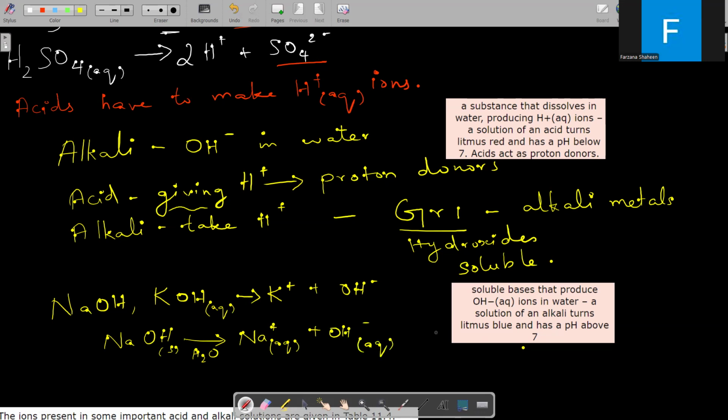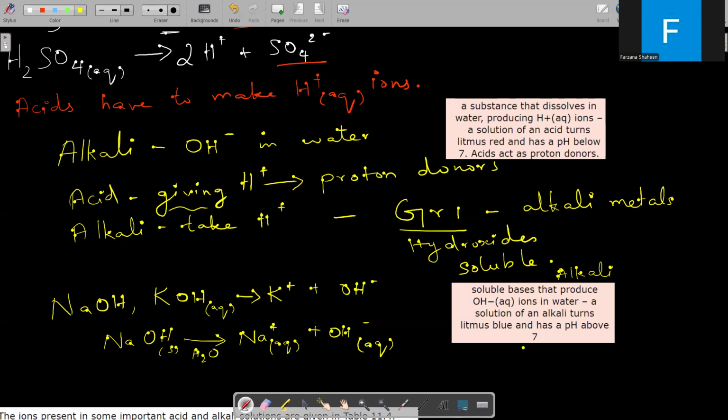Okay. So what is the definition of an alkali? Alkalis are soluble bases that produce hydroxide ions in water. Coming to litmus and the indicator, we will see them in a very few moments.